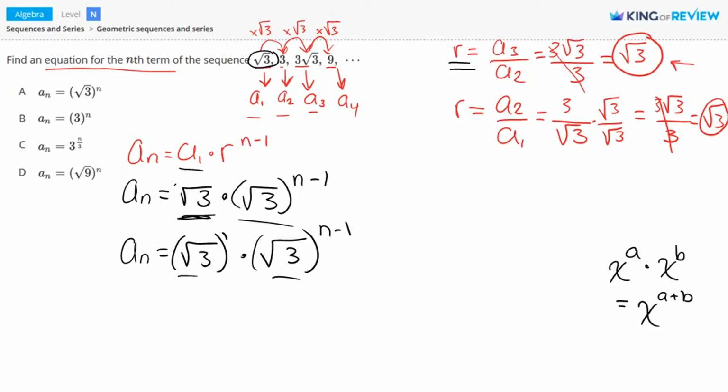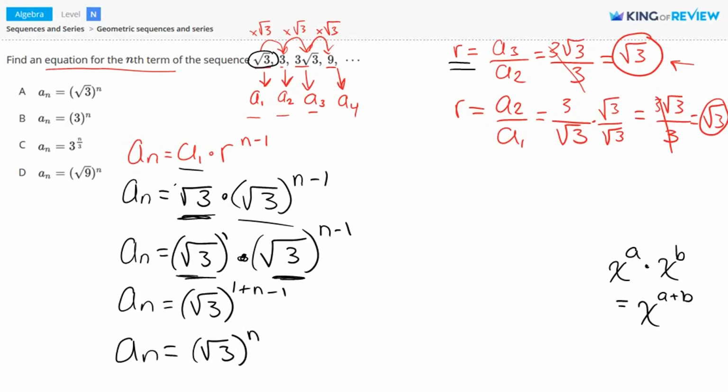So let's apply that to our problem here. An equals square root 3, because square root 3 is the same base and we're multiplying these numbers together. So now we can add the exponents. 1 plus n minus 1. And now let's simplify. An equals square root 3 to the n power. So now we've come up with this rule that represents this geometric sequence. So letter A is correct.